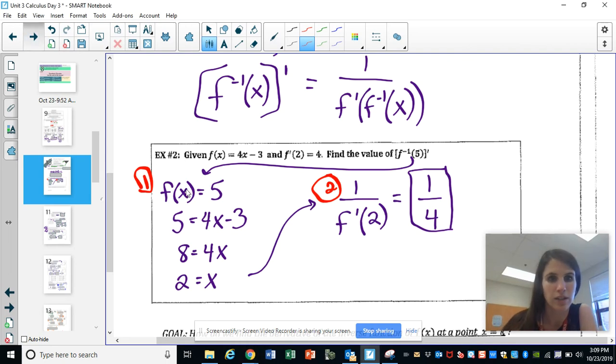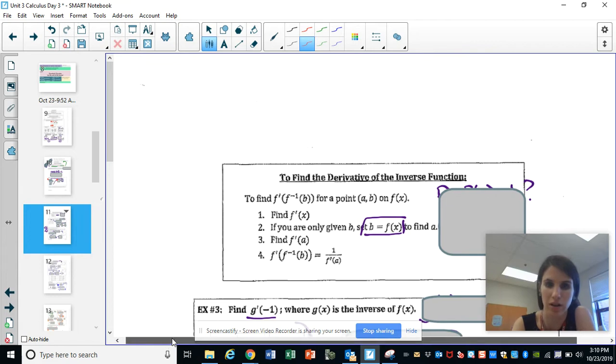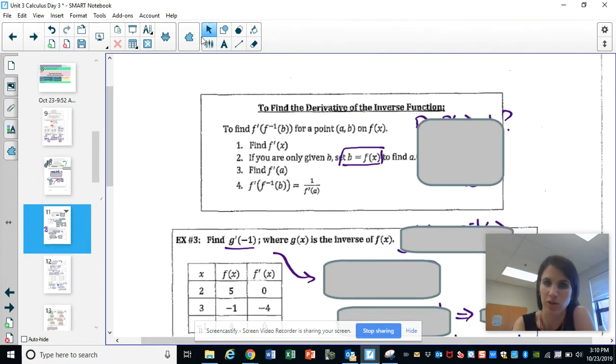All right, moving on. Okay, so here we go. We're going to go over those steps that I was talking about. So to find the derivative of an inverse function, here are the steps you're going to follow.